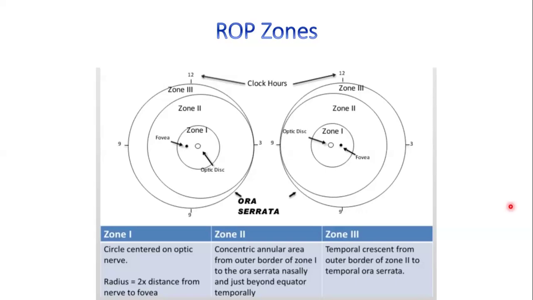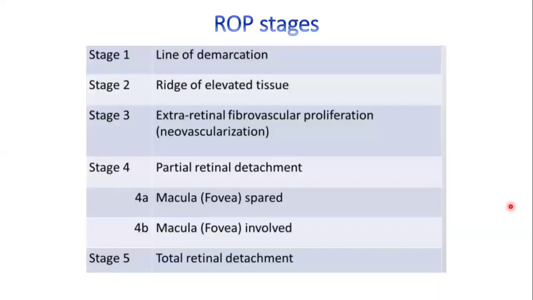4A and 4B. 4A is extrafoveal, 4B if it is involving the fovea. And stage 5 is total retinal detachment. Again, in stage 5 we have two morphologies: closed funnel or open funnel retinal detachment.